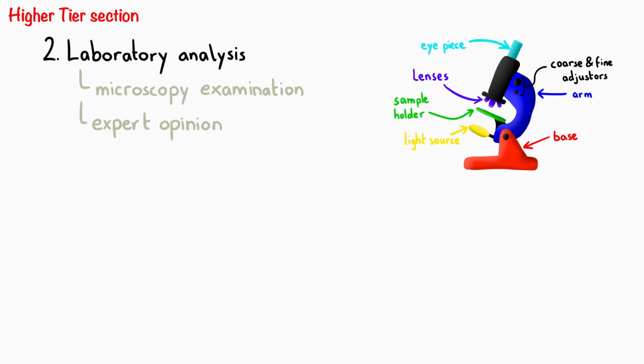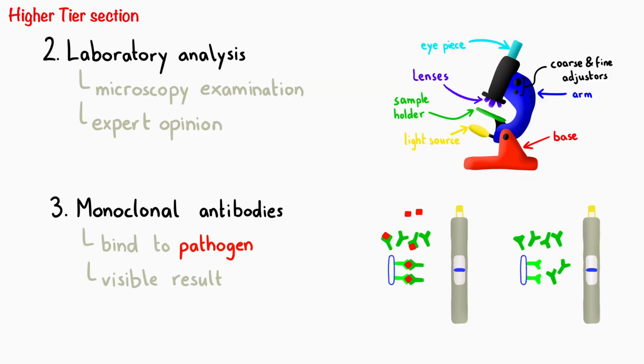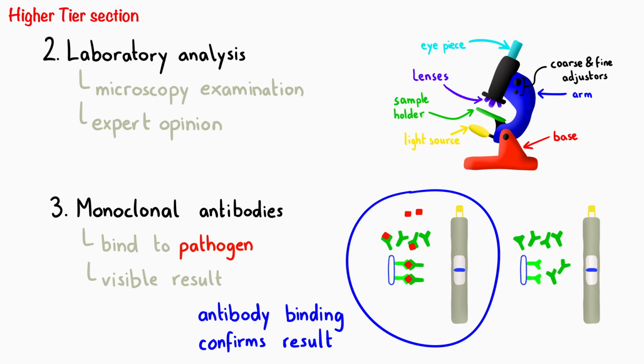For more definitive identification, infected plant material can be taken to a laboratory where scientists have specialized equipment and expertise. They can examine samples under microscopes and perform tests to identify the pathogen. Modern testing kits are also available that use monoclonal antibodies to identify specific plant pathogens. These work similarly to the testing kits we discussed in our previous episode. The antibodies bind to particular pathogens, giving a visible result that confirms their presence.